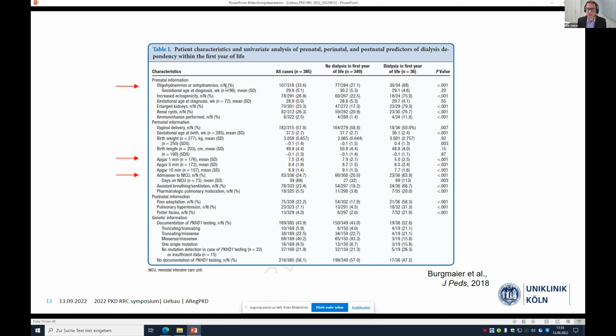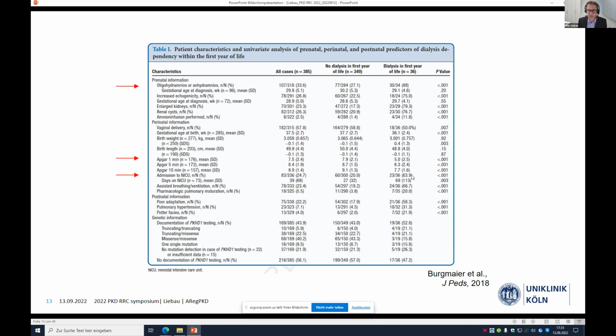One was the difference between oligo or anhydramnios, so little or no amniotic fluid detected antenatally, and this was a very high percentage in the children with dialysis in the first year of life, and a quarter in the ones without. Another interesting aspect was the APGAR score. That is the score that is taken right after birth, where you see how well the kid adapts. And again, the ones doing more poorly were found in the group with more dialysis.